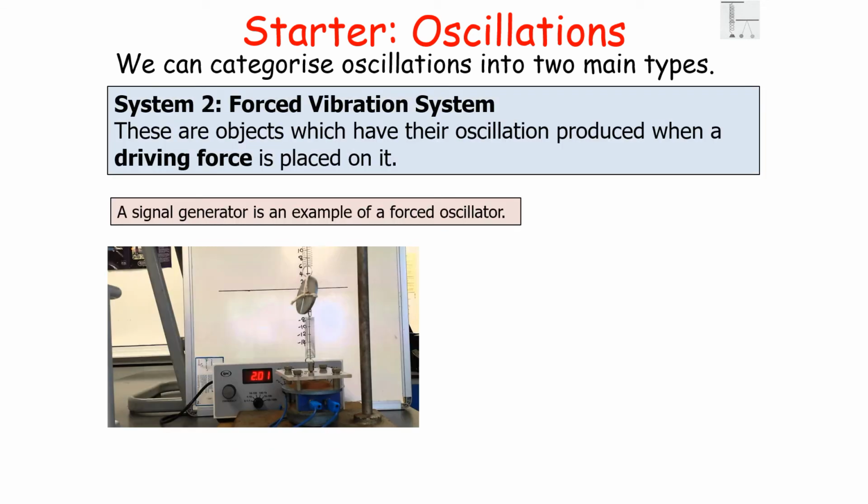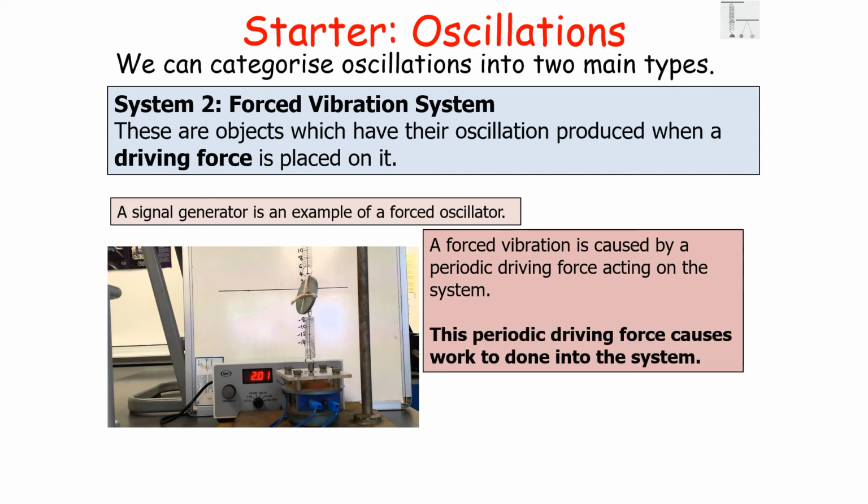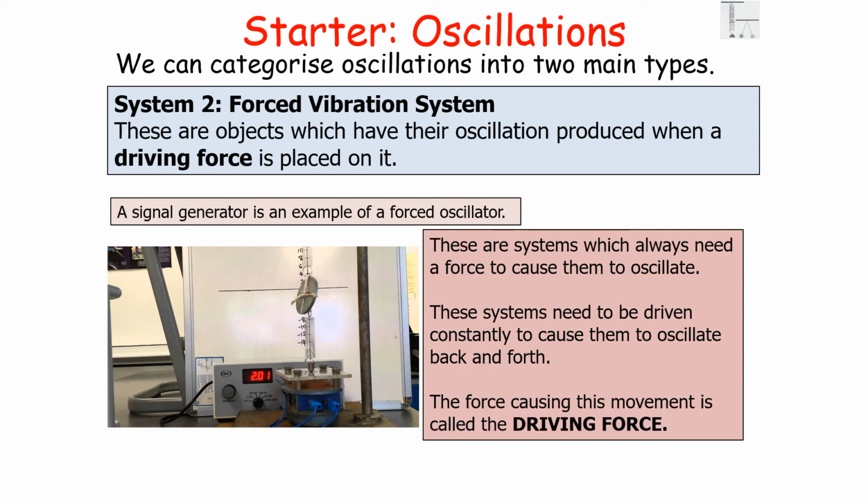system 2 is a forced vibration system. So these are objects which have their oscillations produced when a driving force is placed on it. So a signal generator is an example of a forced oscillator. A forced vibration is caused by a periodic driving force acting on the system. This periodic driving force causes work to be done on the system. The force causing this movement is called the driving force.